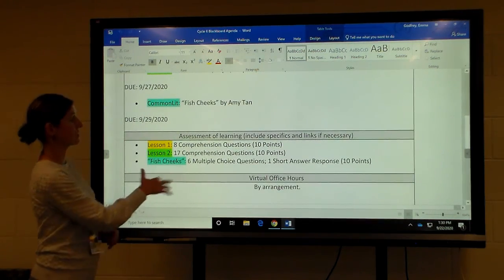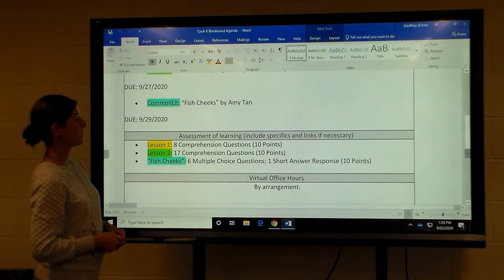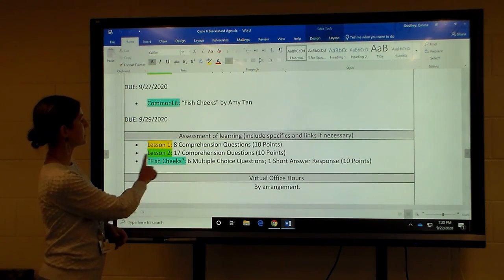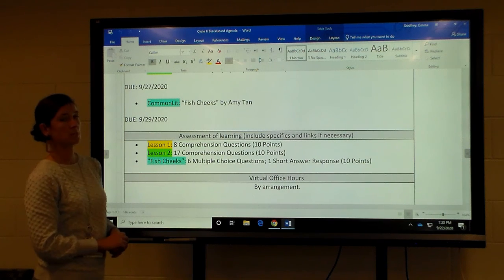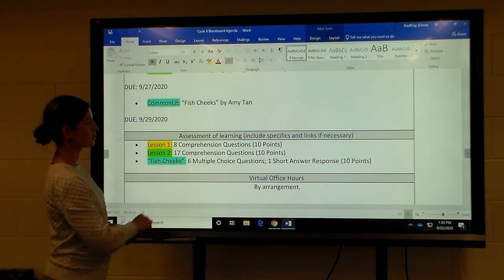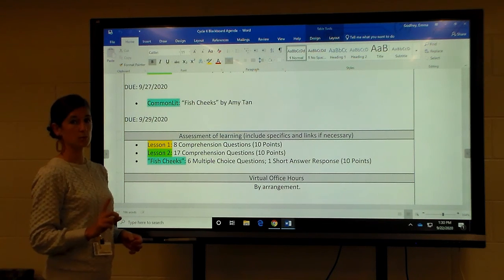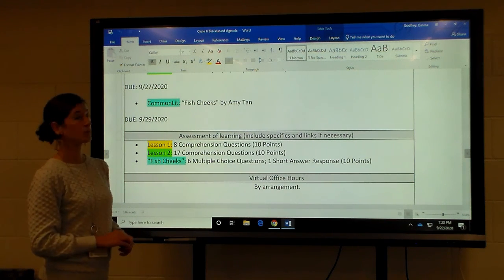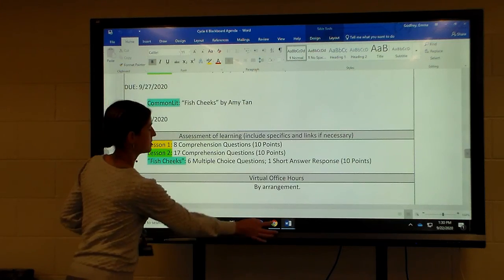Down here are the assessments, what's going to get graded and what they are worth. So Lesson 1, Lesson 2 in schools PLP will get you 10 points each. Same thing for our short story. There'll be 6 multiple choice questions in there and 1 short answer response. And I'll kind of give you an overview of that in just a moment.